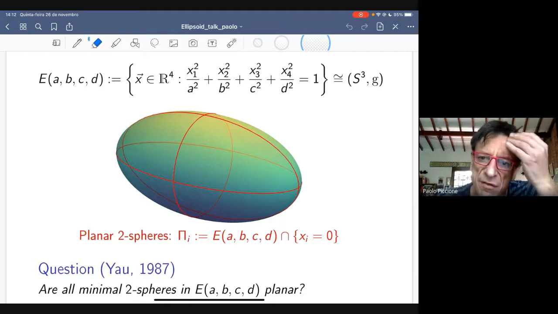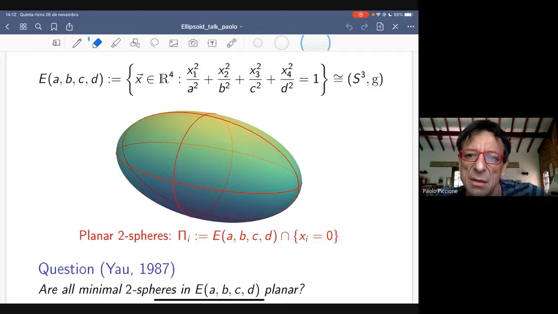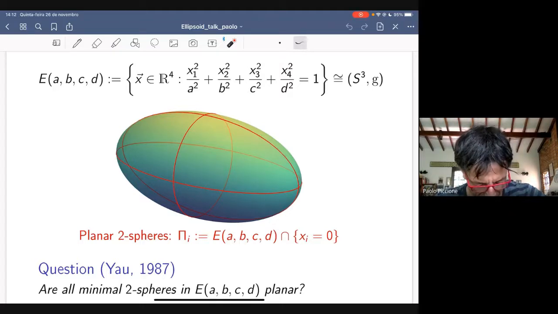minimize area in some trivial sense. So this has to be considered a trivial critical point of the area functional. So there are 4 remaining non-trivial minimal 2-spheres. So you would expect in general that in a 3-dimensional sphere you would find at least 4 minimal 2-spheres. Okay. So in particular, the question of Yau was whether the ellipsoids actually minimize the number of possible minimal 2-spheres.